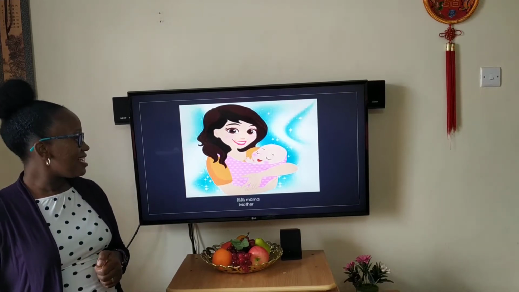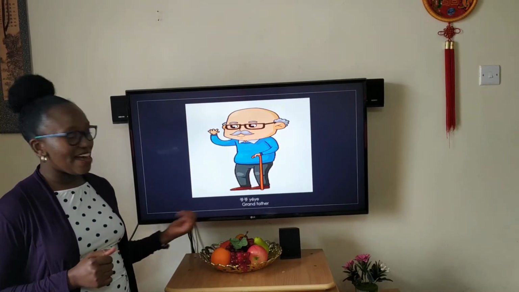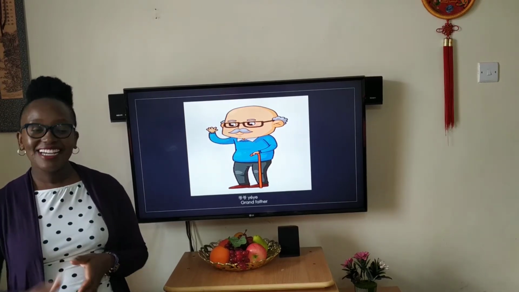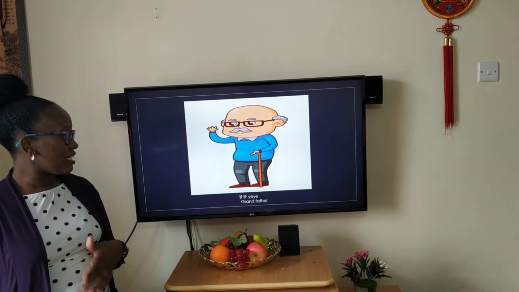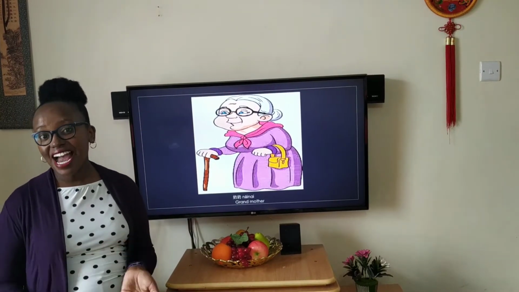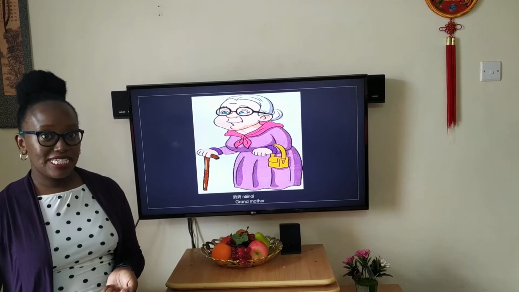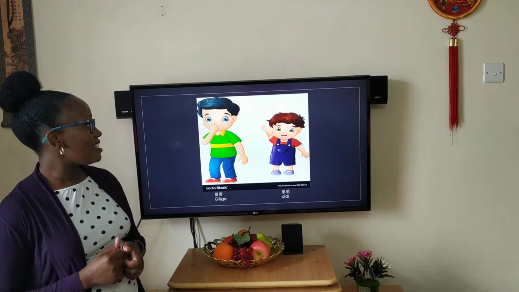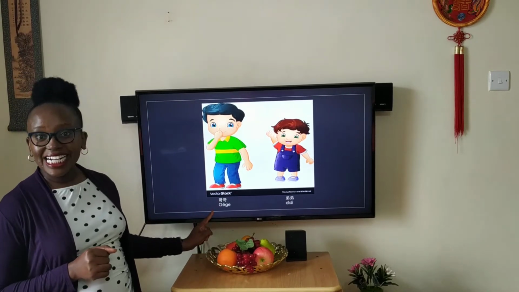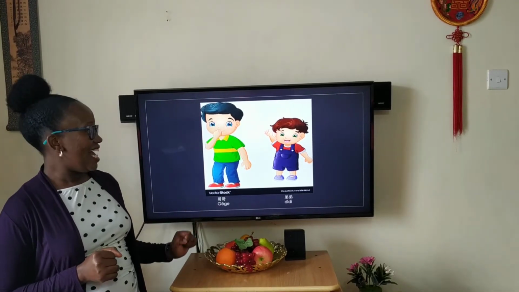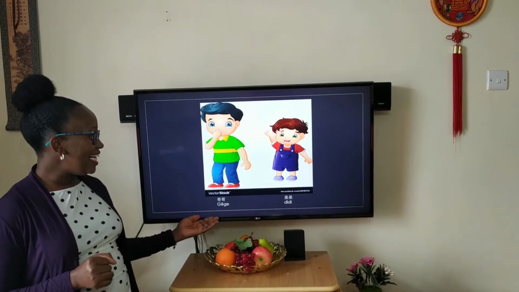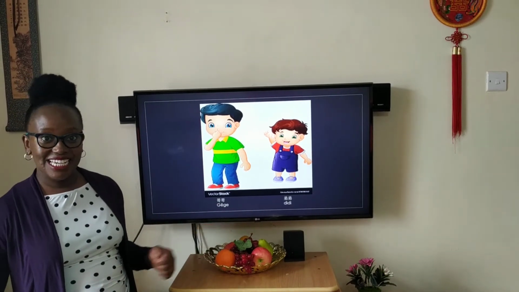Then we have grandfather, and grandfather is Yeye. After Yeye, we have Nai Nai, and Nai Nai is grandmother. Other families have got elder brothers and younger brothers. An older brother is called Ge, and a younger one is Didi. Again, Ge and Didi.